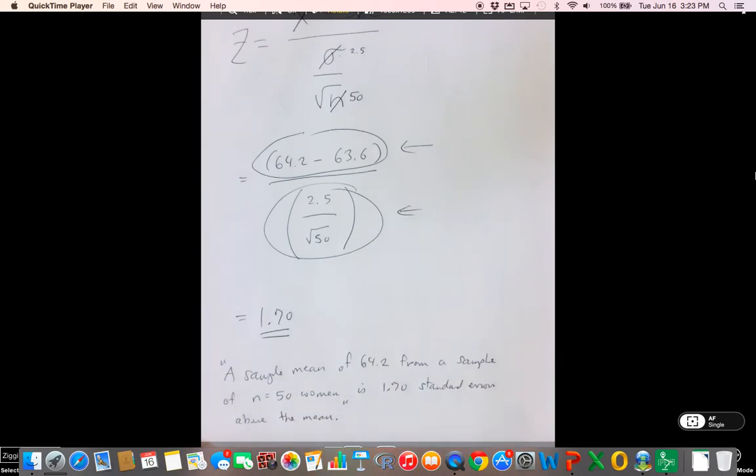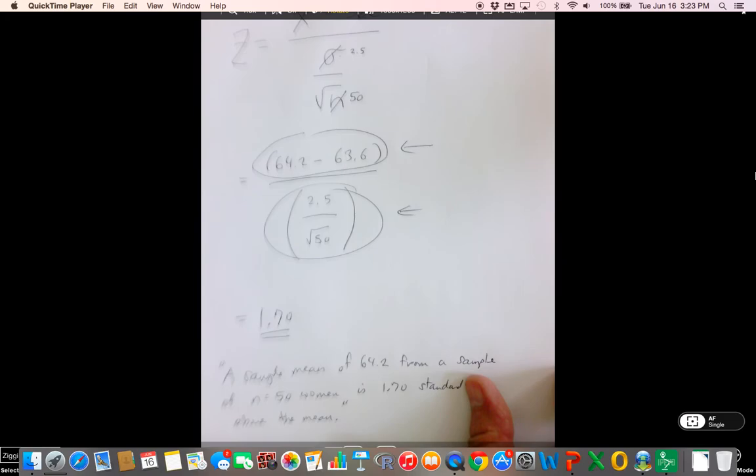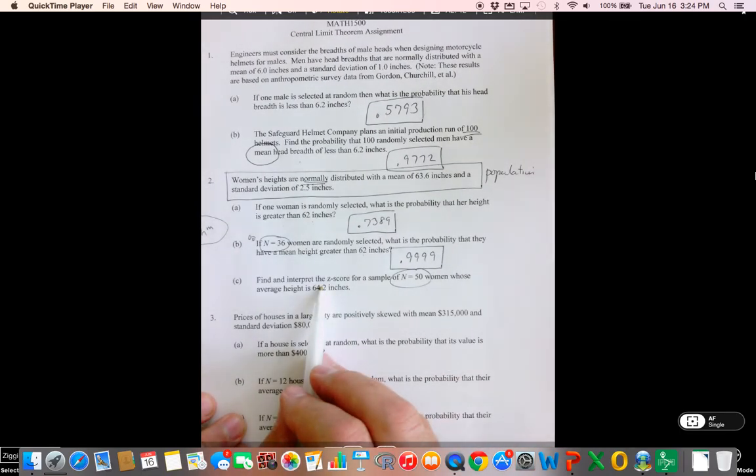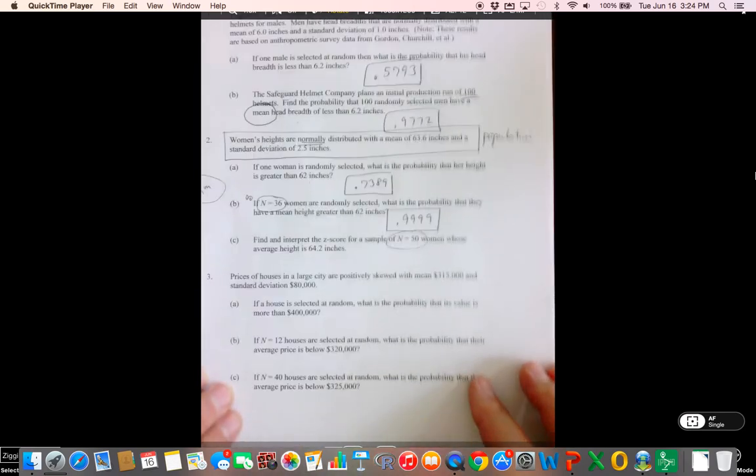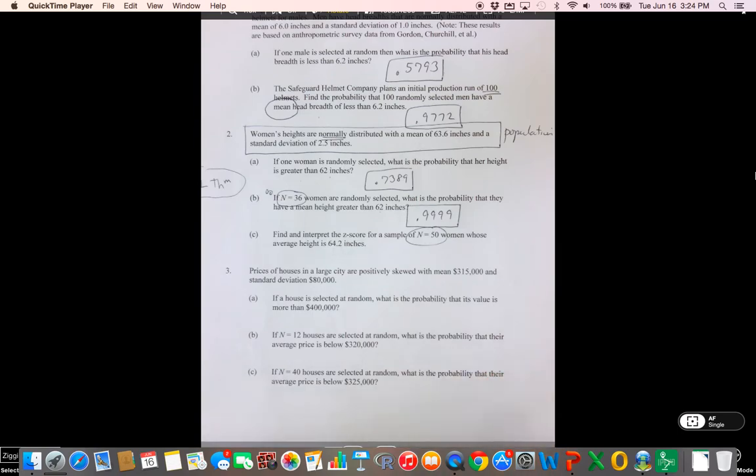So guys, the interpretation would be this. Now remember what I did is I ask you in this problem to find and interpret the z-score. So again, the z-score was 1.7. In the interpretation, we would say that a sample mean of 64.2 taken from 50 women is 1.7 standard errors above the mean.